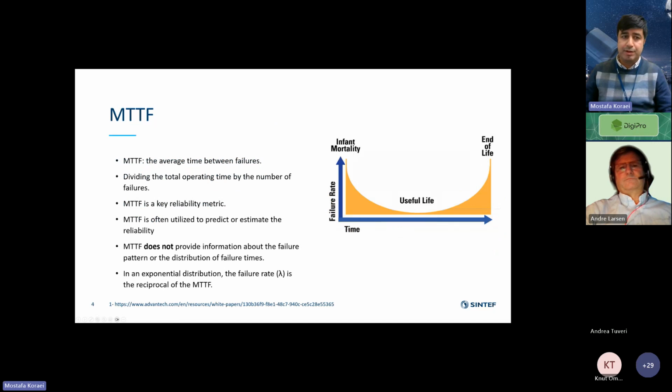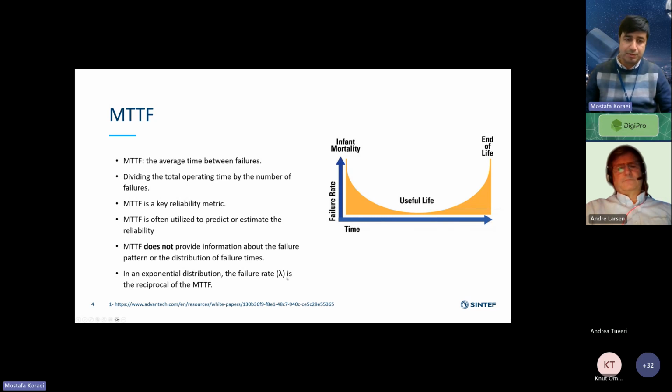There is another term, mean time to failure, that is similar to reliability, but the definition is the average time between failures. Dividing the total operating time by the number of failures is how we calculate the MTTF. But while it is a very critical reliability metric, it doesn't give a good estimation about what could happen during the time, because we can see later that many devices can fail before or after that. MTTF is often utilized to predict or estimate reliability, but it does not provide information about the failure pattern or the distribution of failure times.